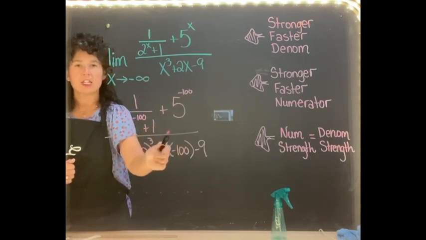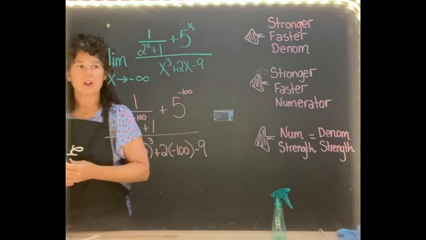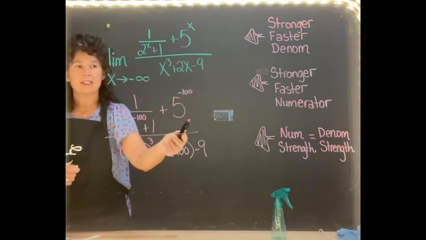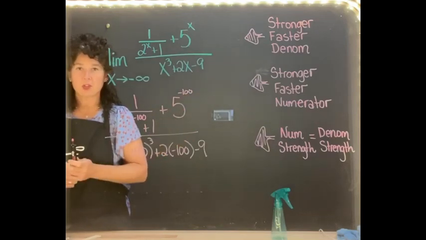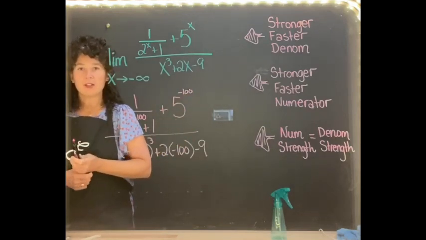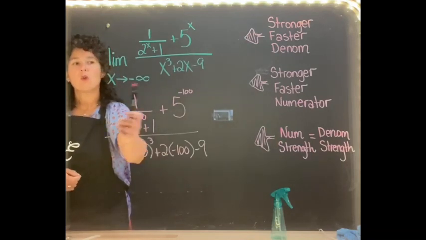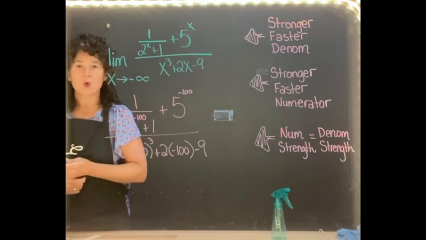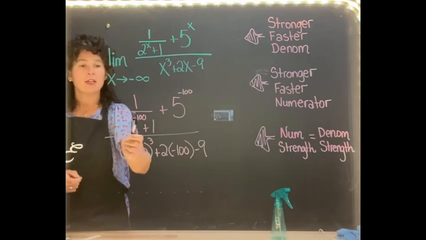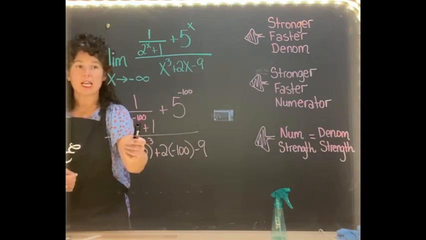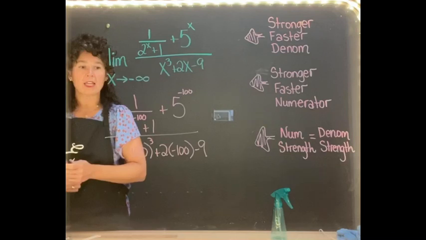Now this piece here, 5 to the negative 100, that is 1 over 5 to the 100. 1 divided by an enormous number is a very tiny number. So our overall answer in the numerator is going to be very small as we continue to choose x values that are more and more negative.